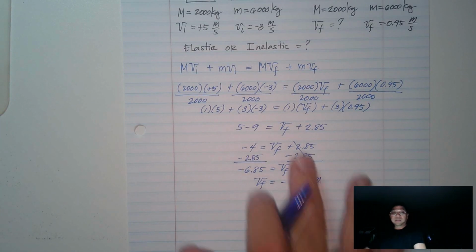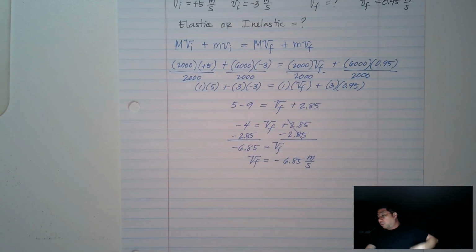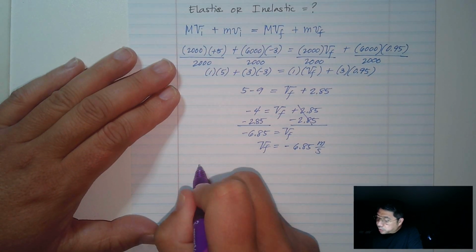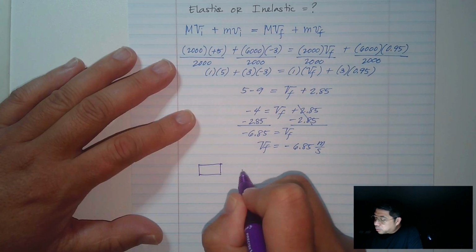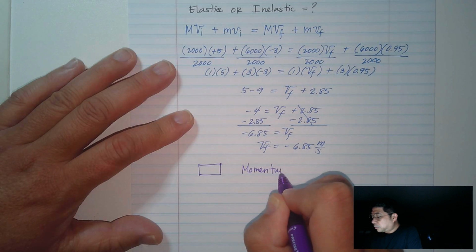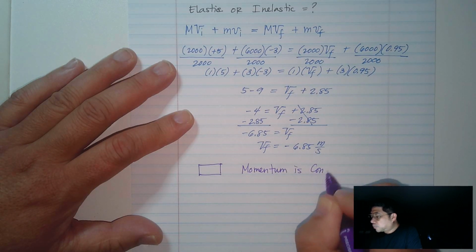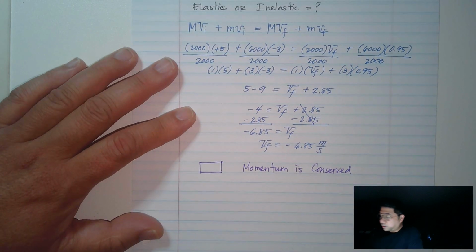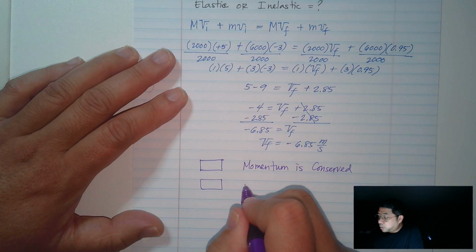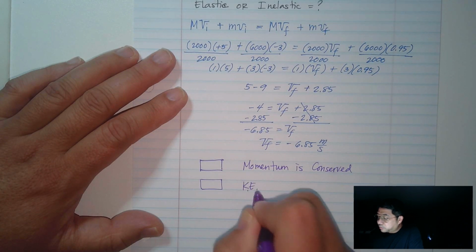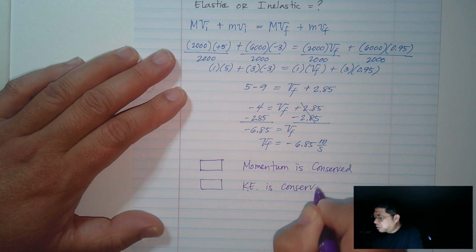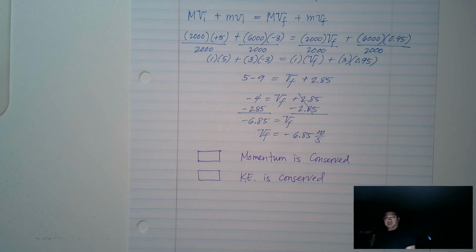So now the question is, is this elastic or inelastic? Before we can answer that question, what are the two conditions that we must know during a collision? Is the momentum conserved? That's the first question we must answer: is the total momentum conserved? The second checkbox is, is the kinetic energy conserved, meaning it's not destroyed, but rather was just converted to another form of energy.